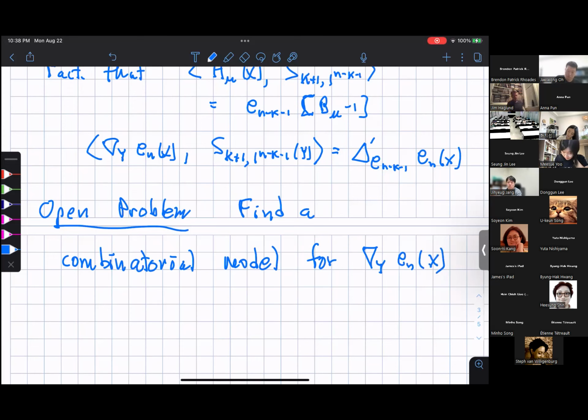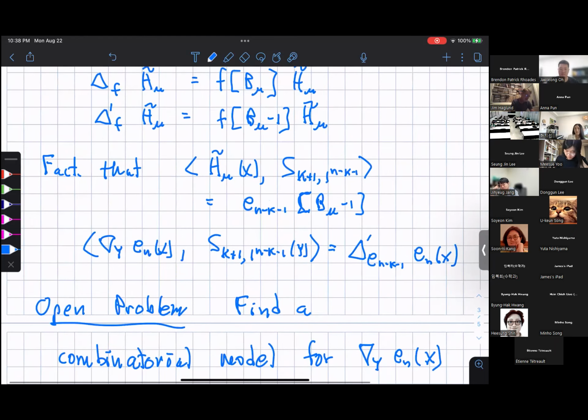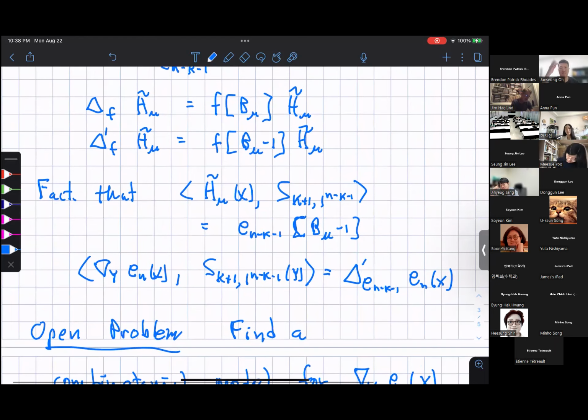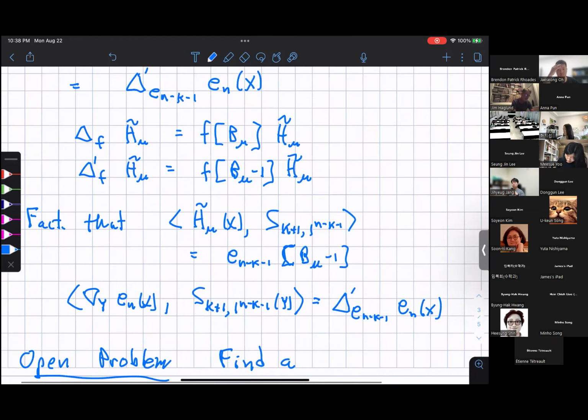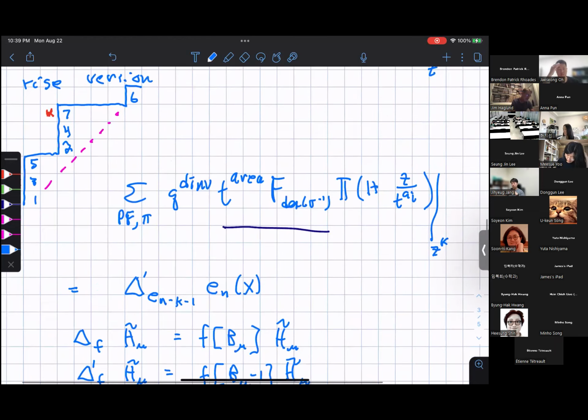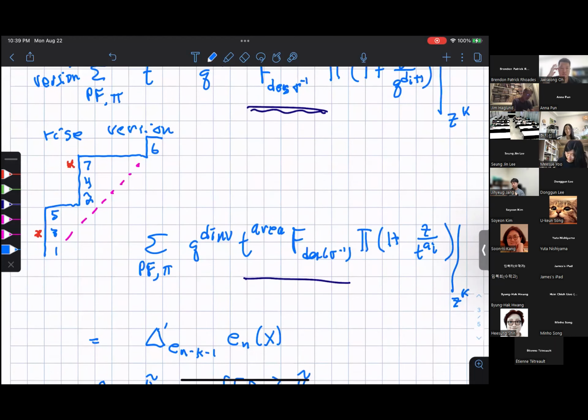Or more generally for not delta, Nabla y, Nabla y1, Nabla y2, Nabla yk, En of x. And if you did have such a combinatorial model, presumably then it would contain the delta conjecture. You could recover the delta conjecture as a special case. Now, I didn't quite describe what's known about this conjecture. So it's known that these two things are equal.